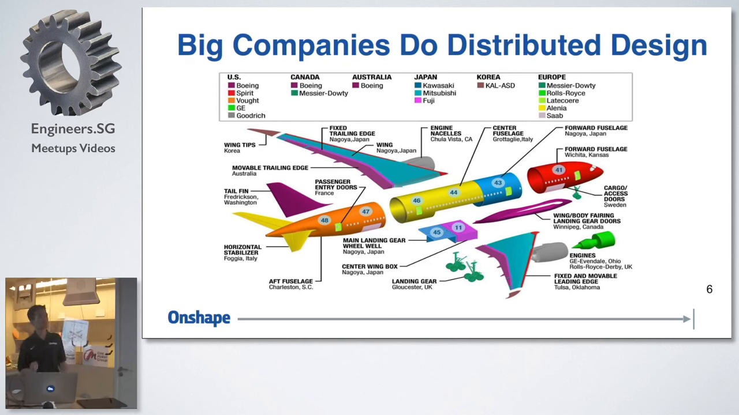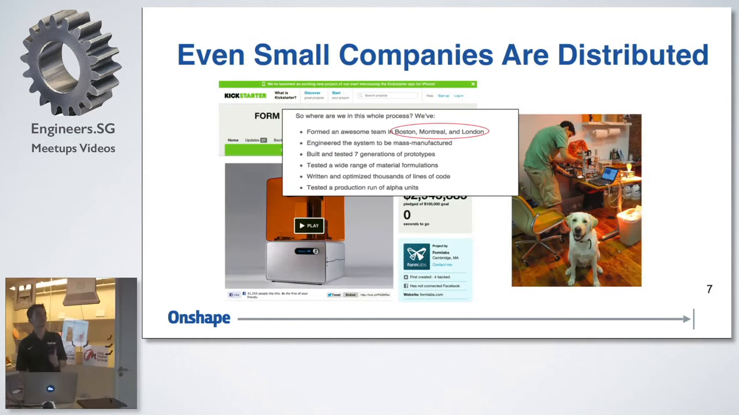But is it that easy to get the right information at the right time and to be able to produce a better product? It's not that easy, even for a small company. I believe all of you are familiar with this. This is a snapshot from a Kickstarter. You all should know what that is. It's a 3D printer, done by Formlabs. This is the Form 1 3D printer that they put on Kickstarter.